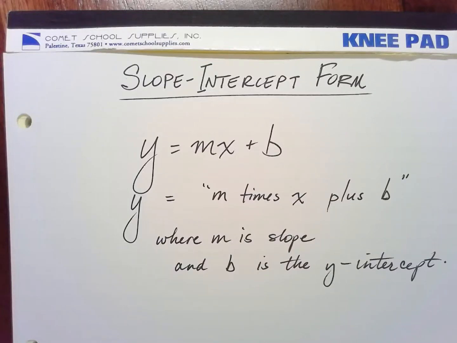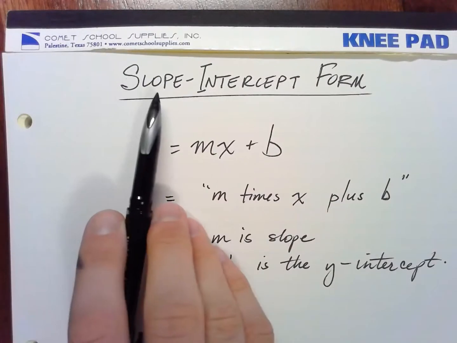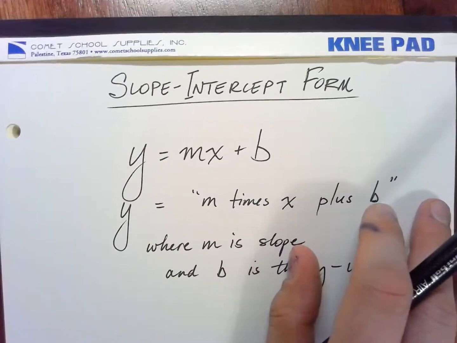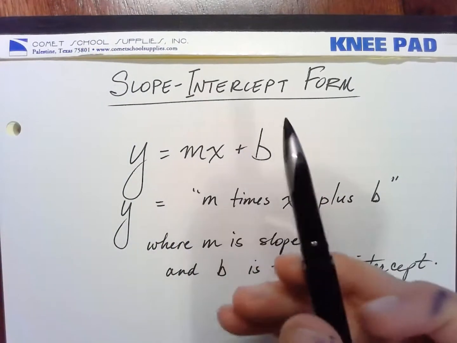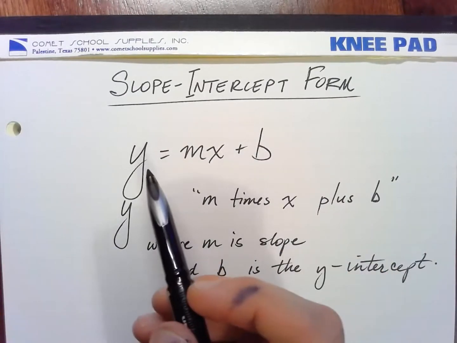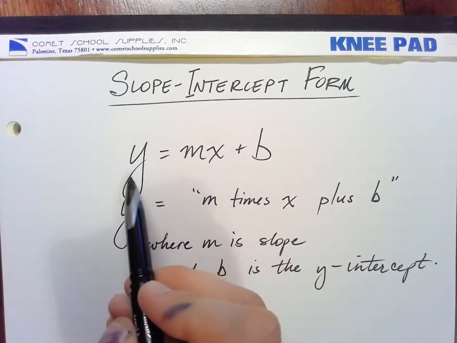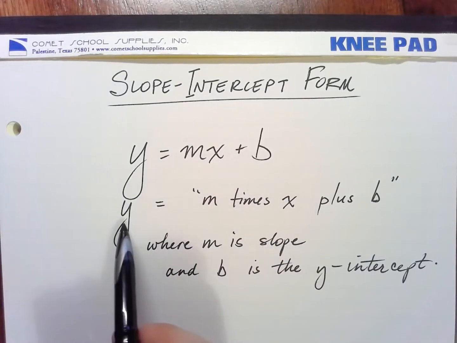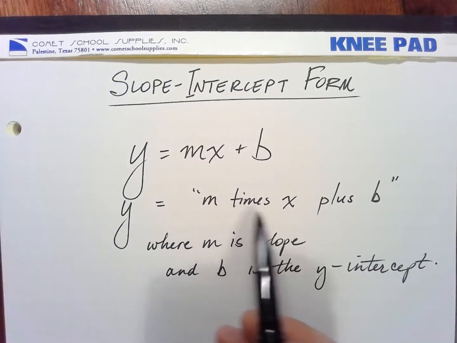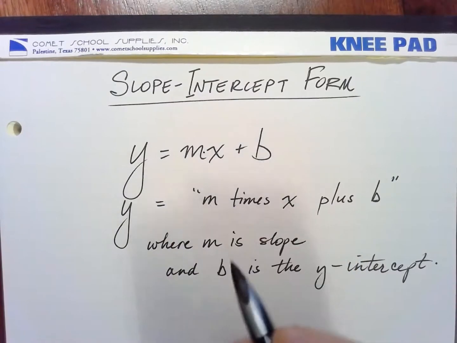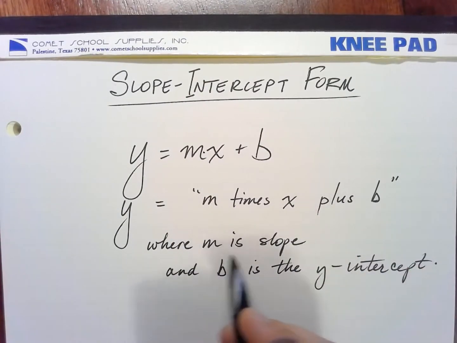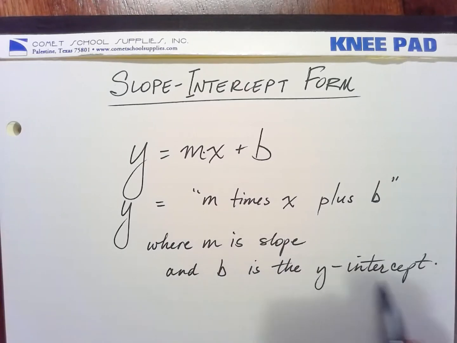Our first study in the forms of lines is going to be the slope-intercept form, which, as I've said before, is the most useful because it tells us the most direct information about the line. And so these equations have the form y equals mx plus b, which, just to review, means y equals m times x, because that's multiplication, m times x plus b, where m is the slope and b is the y-intercept.